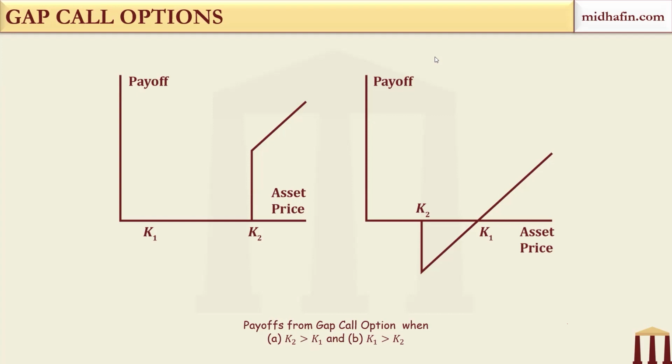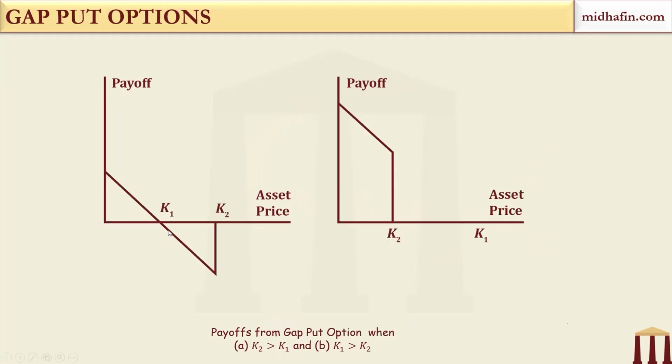Now, let's move forward. Let's see put options. In this case, here the trigger price is higher, the trigger price is lower. Okay, again, similar to it's just a flip of what we had for call options.